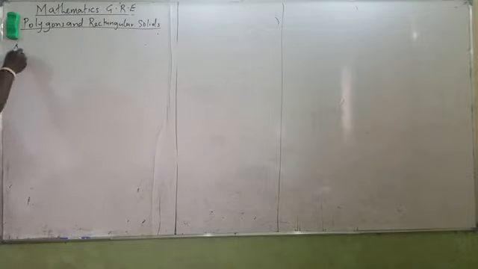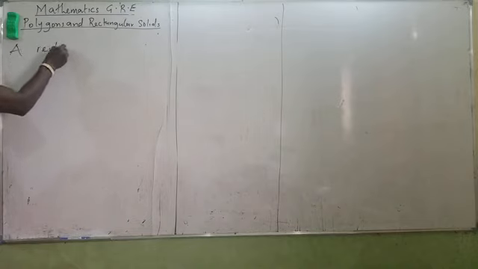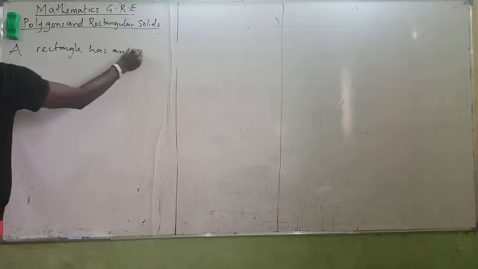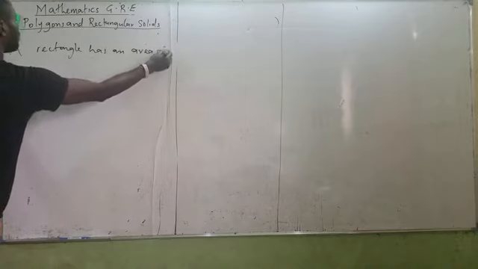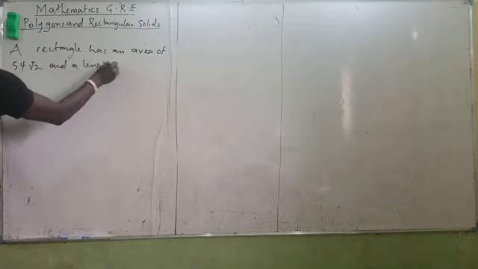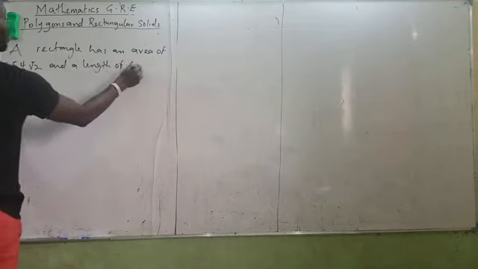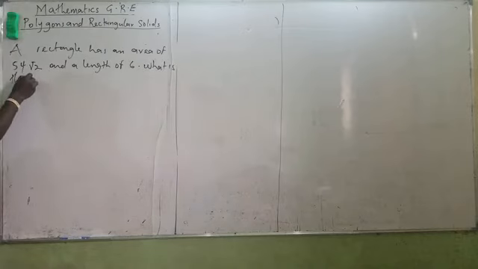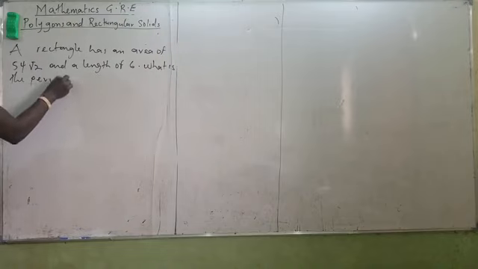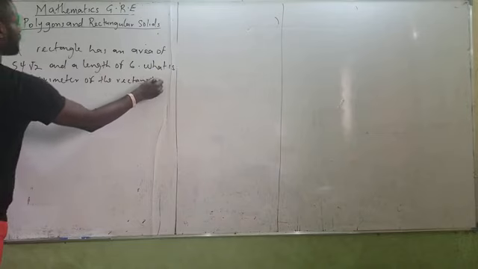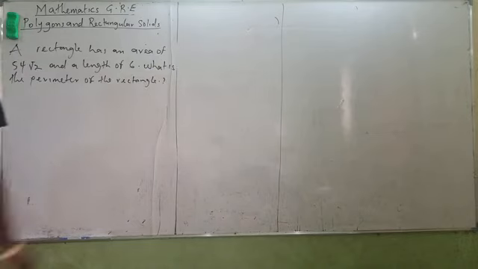Now, I have this question here. The side of a rectangle has an area of 54 root of 2 and a length of 6. What is the perimeter of the rectangle? Now, we are looking for the perimeter.